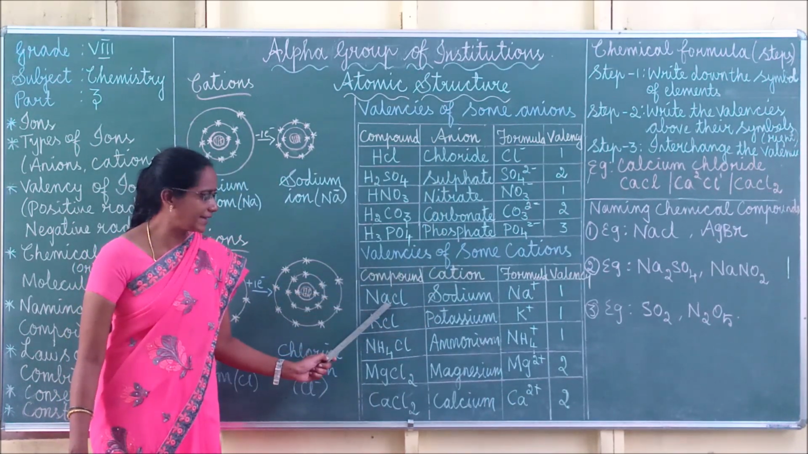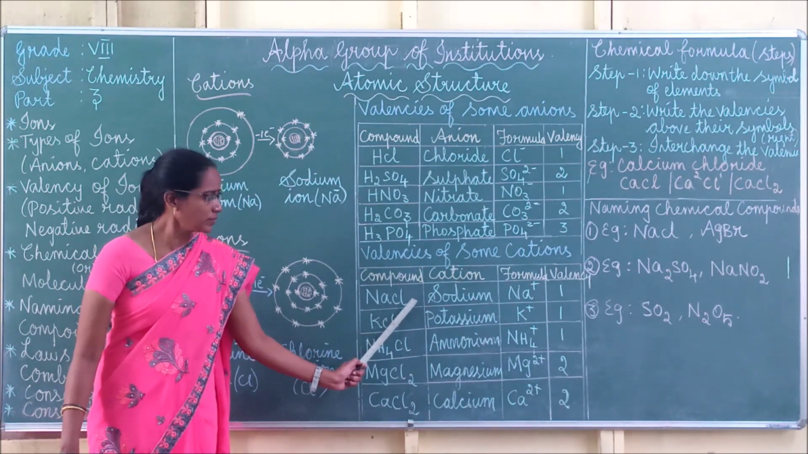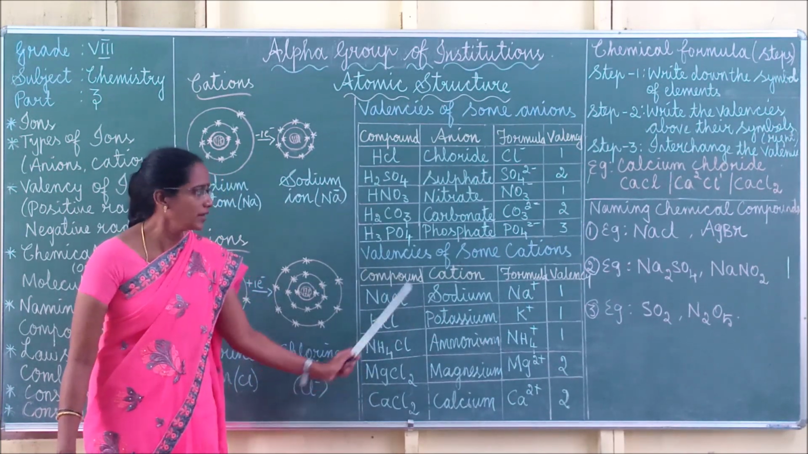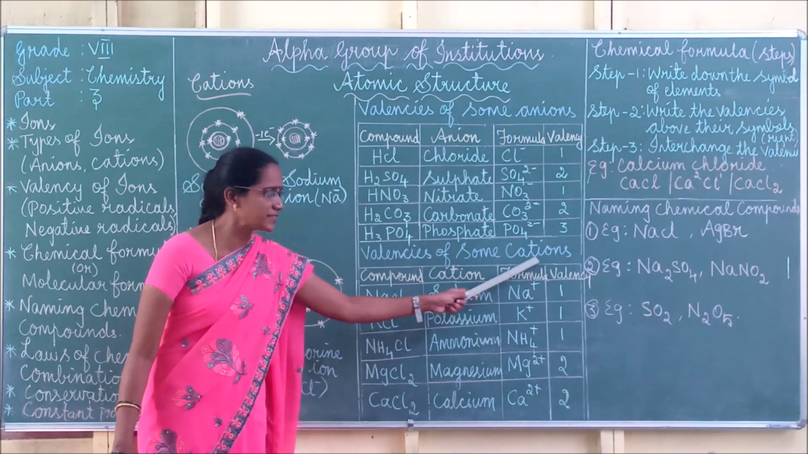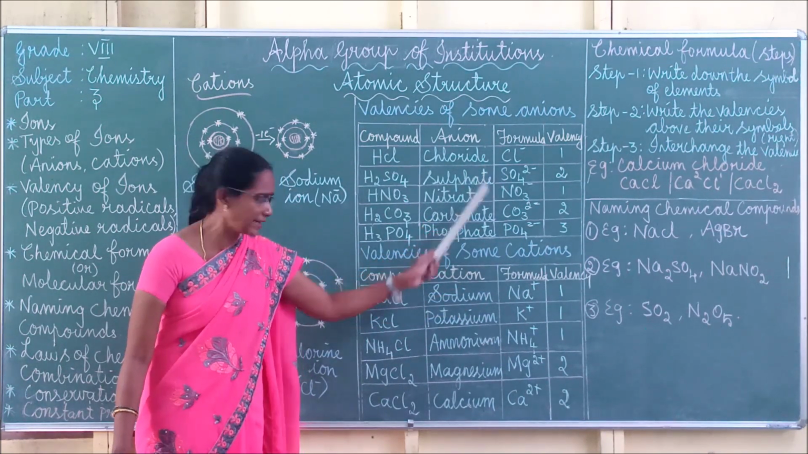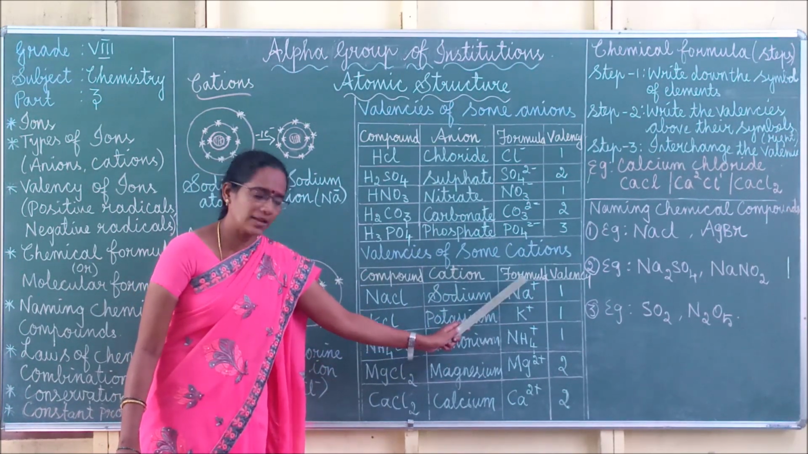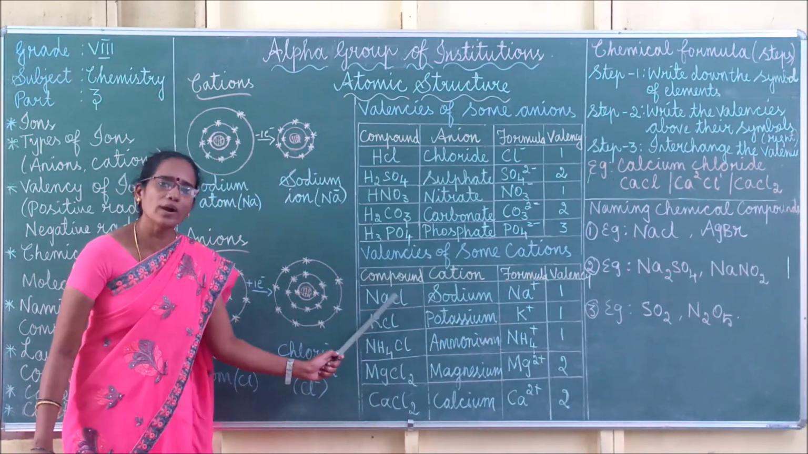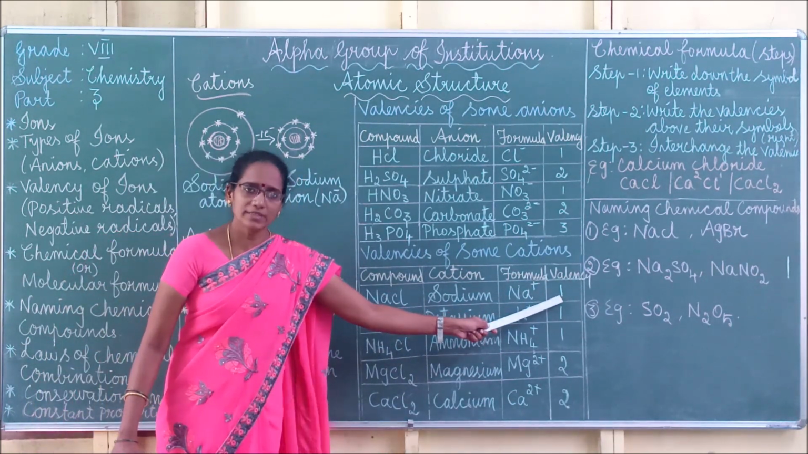For example, we can take NaCl. Here one chlorine atom combines with one sodium atom to form the compound sodium chloride. And what is the cation here? Sodium is the cation here, isn't it? Cation means positive charge, whereas anion means negative charge, isn't it? So sodium is the cation and the formula is Na+. Then what is the valency? Valency is 1 because sodium combines with 1 chlorine atom. So the valency of Na+ is 1.